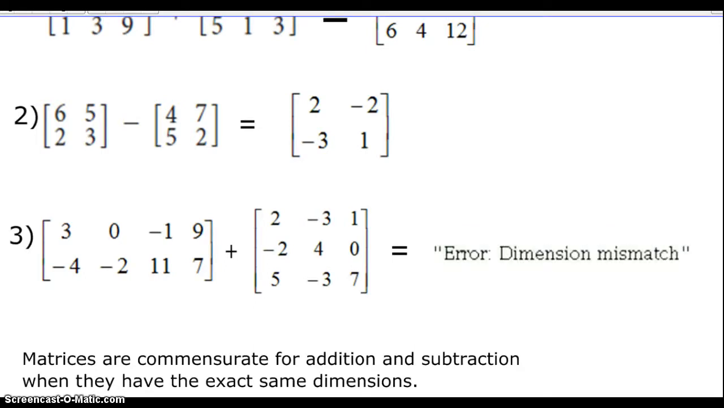Now the third one, looking at that, pause for just a second. Hopefully it didn't take too long, but this one's not going to work. You're not going to be able to add this together, okay? These are different sizes. We have 2 rows by 4 columns and a 3 by 3. That's not going to work when they're not the exact same dimension.